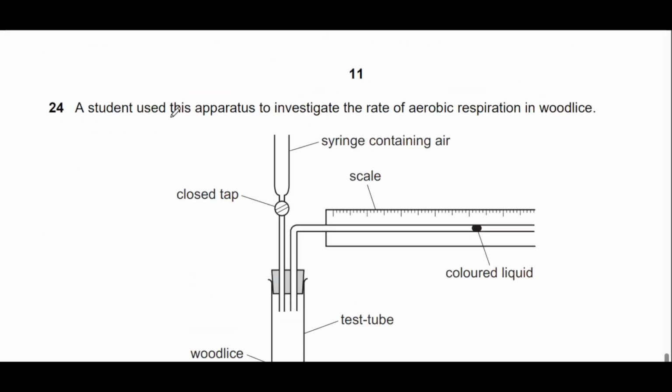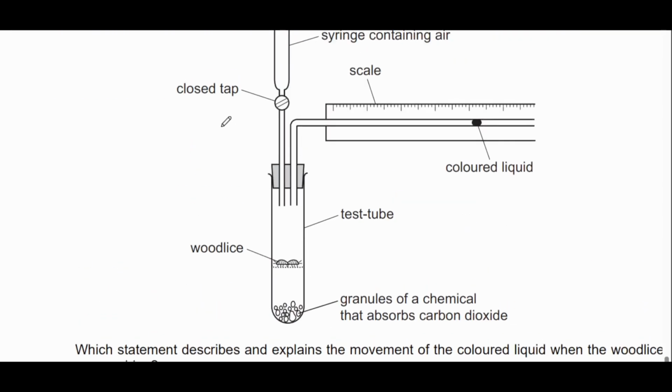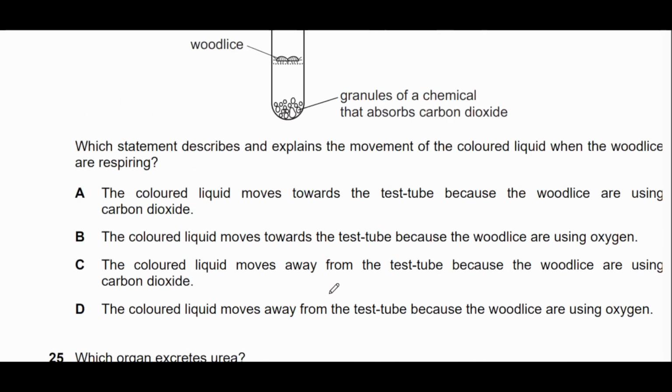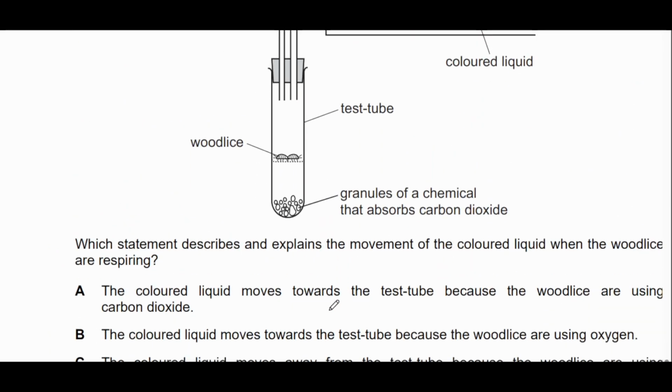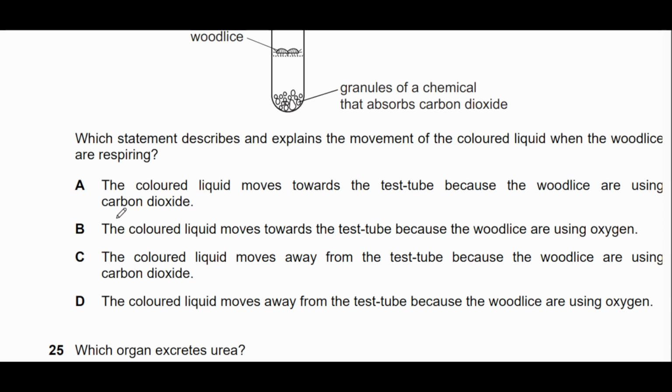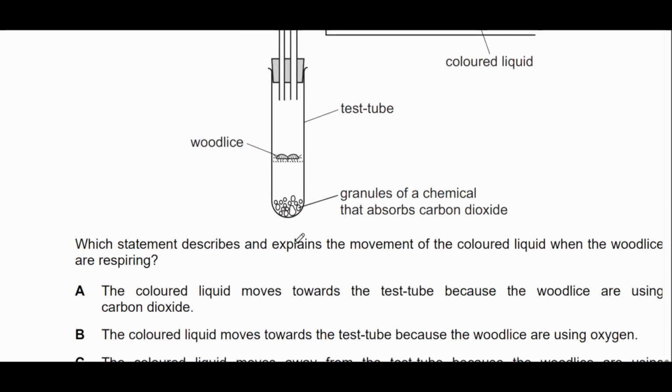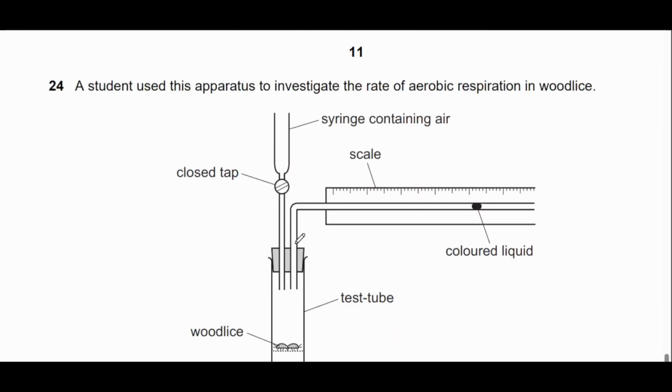A student uses this apparatus to investigate the rate of aerobic respiration in wood lice. Okay, so this is the apparatus set up. Which statement describes and explains the movement of the colored liquid when the wood lice are respiring? The colored liquid moves towards the test tube because the wood lice are using carbon dioxide.